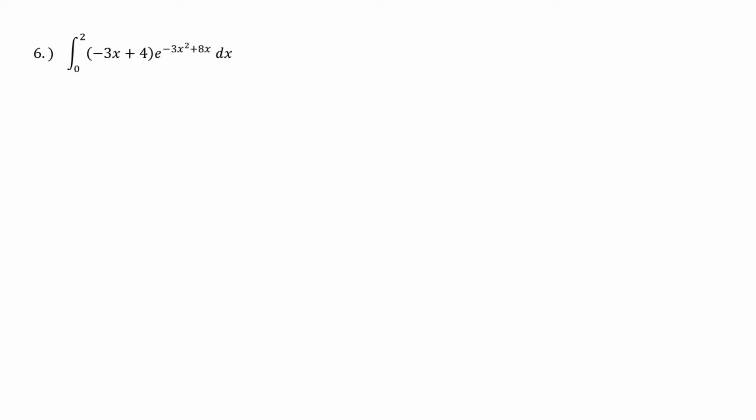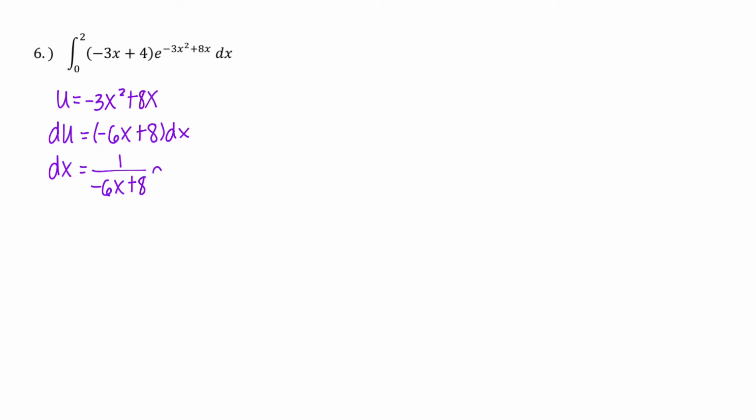All right, so for number 6, this is going to be our first u sub definite integral. For this one, because we can't integrate this outright, if you have an e raised to a crazy exponent, typically your u is going to be that exponent. So I'm going to do negative 3x squared plus 8x as our u. Our du will be negative 6x plus 8 dx. If we solve for dx, we have 1 over negative 6x plus 8 du.